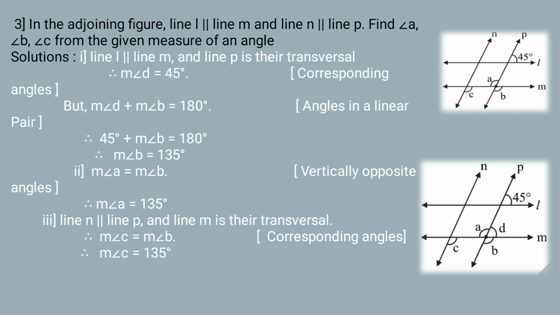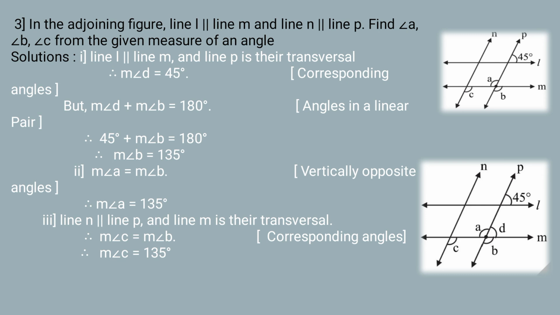Solution. First, line L is parallel to line M and line P is their transversal. Therefore, measure angle D is equal to 45 degrees by corresponding angles. But measure angle D plus measure angle B is equal to 180 degrees by angles in a linear pair. Therefore, 45 degrees plus measure angle B is equal to 180 degrees. Therefore, measure angle B is equal to 135 degrees.